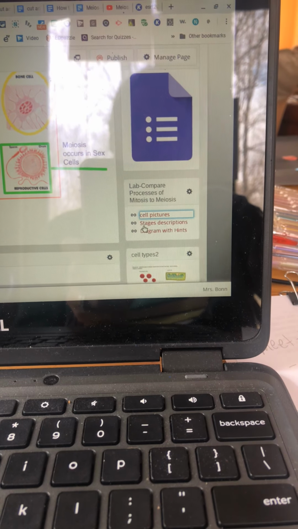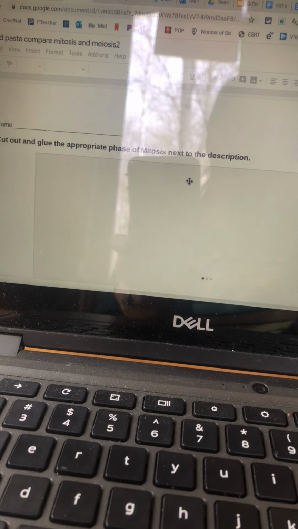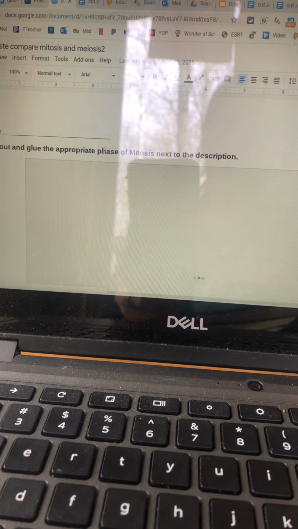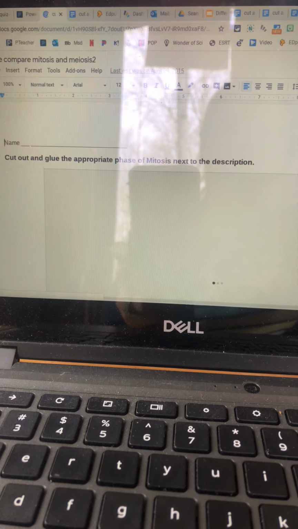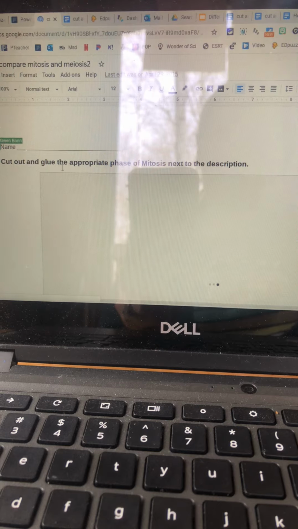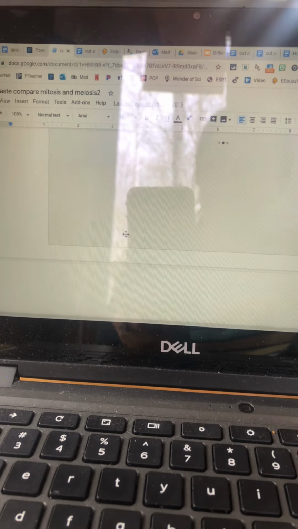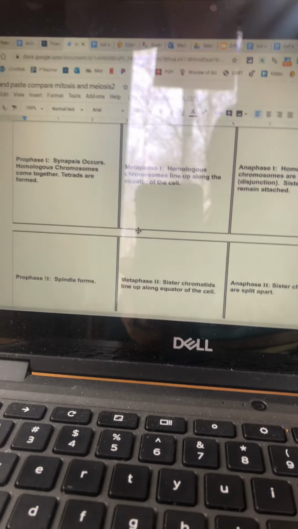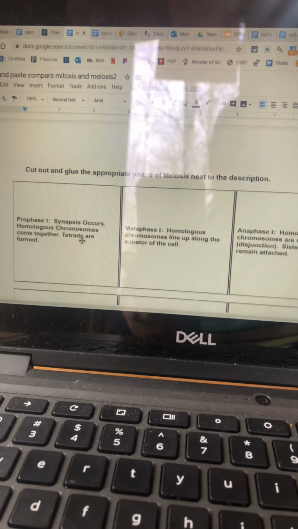The second thing I'm going to ask you to print out is called Stages Descriptions. And that looks like this. So it says cut out and glue the appropriate phase of mitosis next to the description. So we will have already done this cutout part. So you will need glue. And we'll do that together on Tuesday. And this will count as a lab. And then the second one, again, gluing it out.